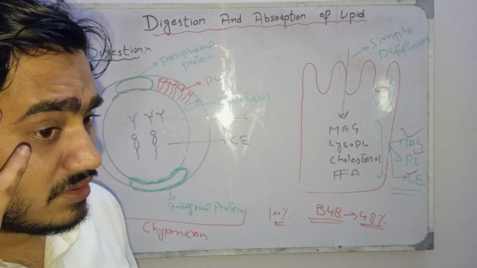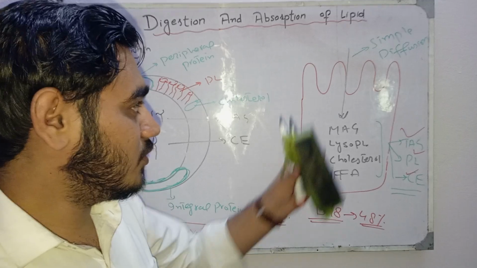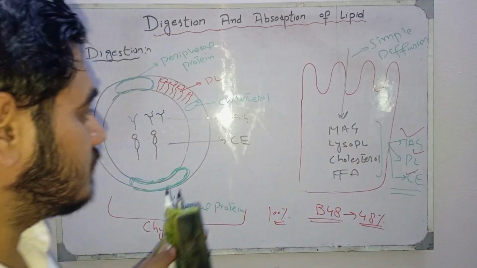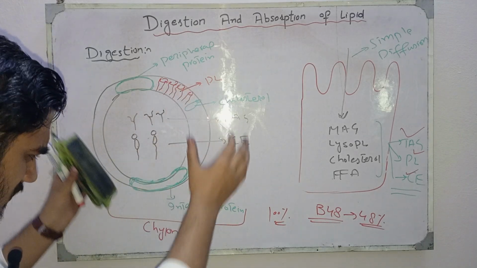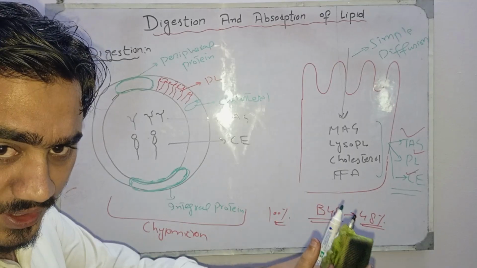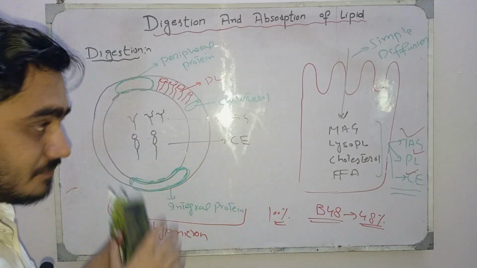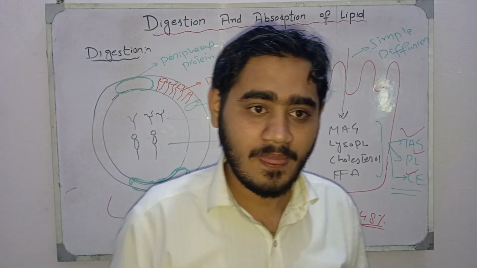And all digestive products are absorbed through simple diffusion, and again there is a reesterification process in the intestine, and also synthesis of some proteins. All these products are incorporated in the form of chylomicron, and it is transported into the lymphatics, and through the thoracic duct it is transported into the blood. And this is the digestion and absorption of lipid molecules.